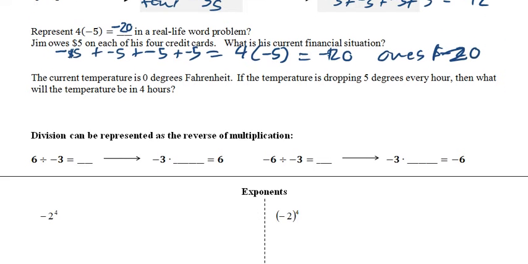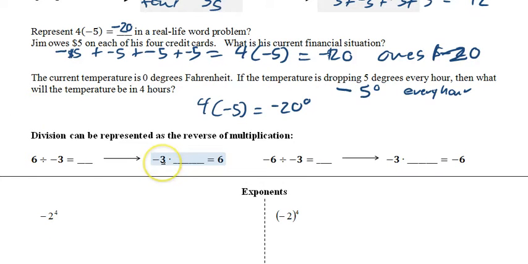Alright, see if you can do the next one. Current temperature is 0 degrees Fahrenheit. If the temperature is dropping 5 degrees every hour, then what will the temperature be in 4 hours? So hit pause now. And there you go. So we had 4 temperature changes of 5 degrees dropped. So 4 times negative 5, the new temperature would be minus 20 degrees. If you did not use the negative, you'd have 20 degrees. And that's not correct.